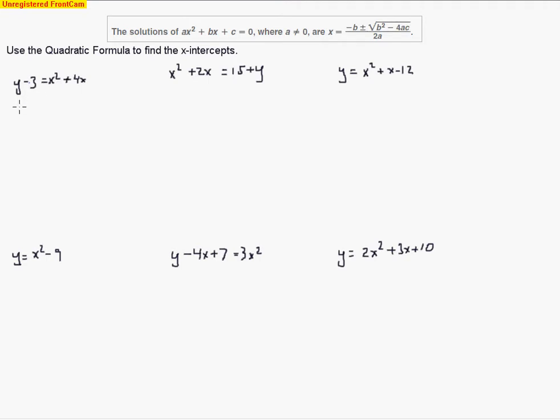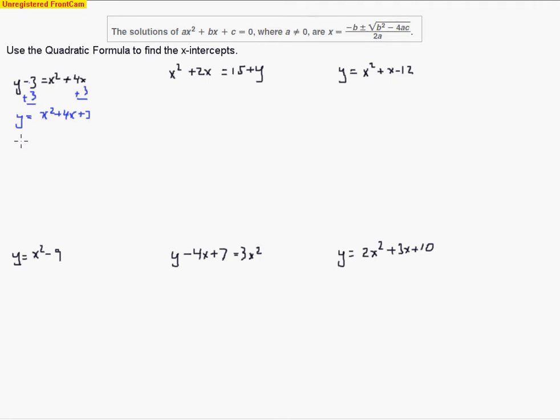That's what we're going to end up doing first: setting y equal to 0, and then also getting everything onto one side. We need to put it in the standard form of ax squared plus bx plus c equals 0. That's what we have right now: y equals x squared plus 4x plus 3. We're setting the y value equal to 0, and that will give us our x-intercepts. We're going to substitute the numbers in there.